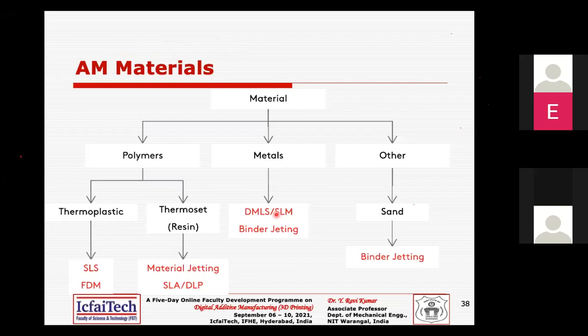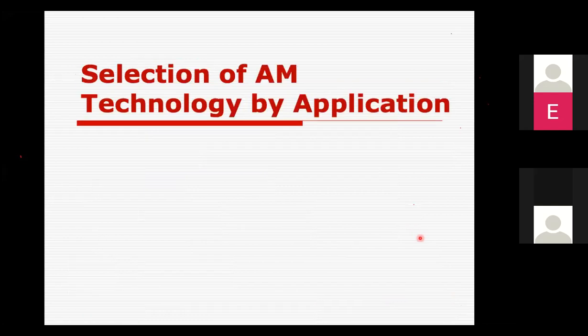But anyway, if you are looking at polymers, say thermoplastics, you can choose either SLS or FDM, or for thermosets like epoxy resins, maybe material jetting, or SLA or DLP-based technology. For metals, maybe DMLS, SLM, binder jetting, or even DED. Or you can have other materials like sand, where binder jetting may be the right choice of technology. And based on the application, how do you select your AM technology?